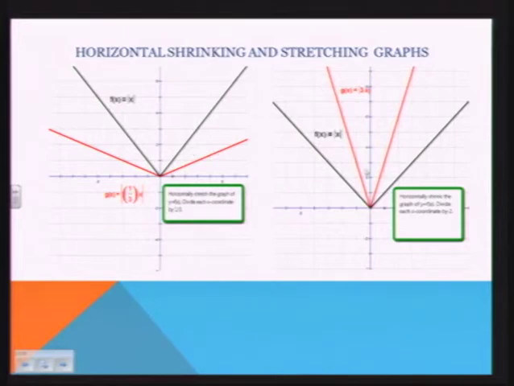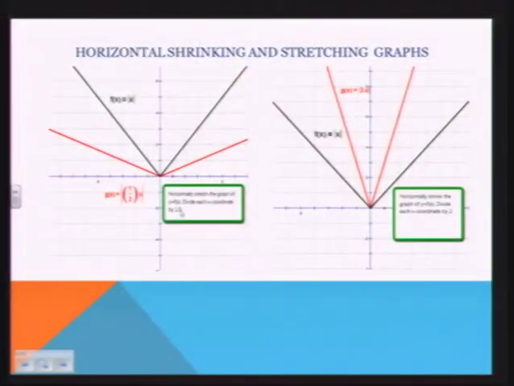Now, for a horizontal shrink, you're going to do the same thing, but you have to take note of the restrictions that take place on your actual graph. Previously, we talked about restrictions for the vertical shrink and stretch of your graph. Now, in your constant case, you would have to see if your actual constant was greater than 0 or less than 1.